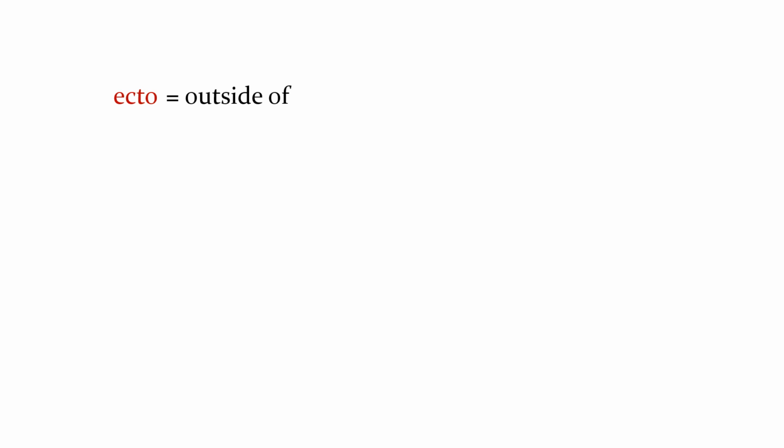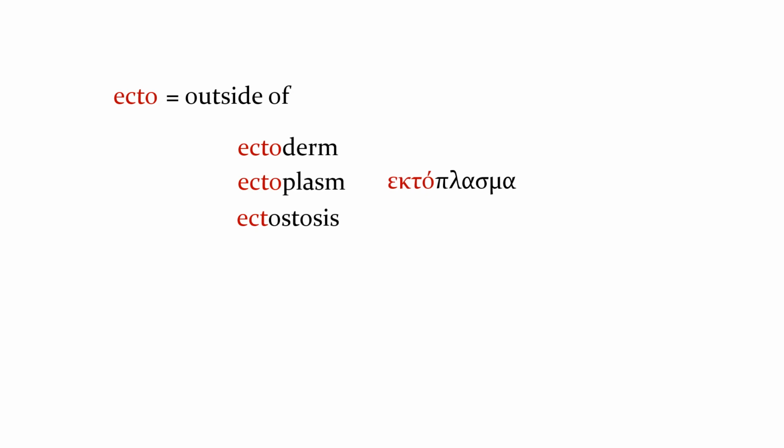All right, and here we have ecto, which means outside of. It's related to the words that we saw in the previous slide. And we'll get words like ectoderm and ectoplasm and ectostosis. We've seen ostosis before. Ectoplasm might sound very familiar to some of you.